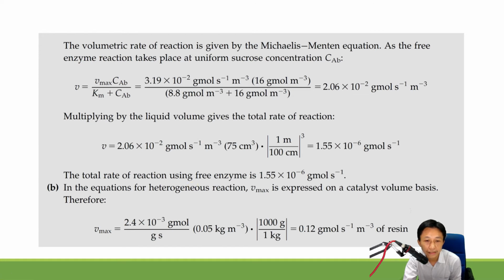Okay. For heterogeneous reaction, Vmax is expressed based on catalyst volume like this. So you multiply everything by the volume of the resin.